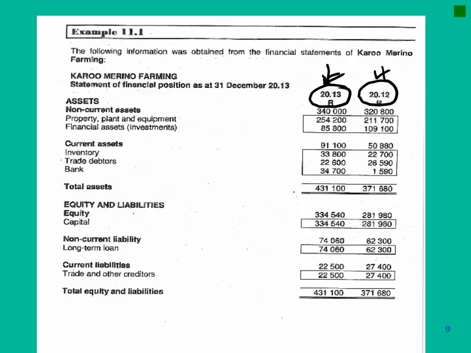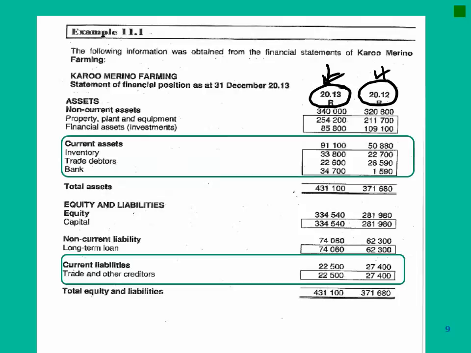The things we're going to focus on first in the operating activities section are current assets and current liabilities. Current assets are inventory, trade debtors, and bank, and current liabilities are trade and other creditors. We will deal with non-current assets, equity, and non-current liability when we do investing and financing activities in cash flow statements. So we're going to be looking at the opening and closing balance for inventory, opening and closing balance for trade debtors. The bank opening and closing balance, we will look at right at the end because we balance the cash flow statements to these amounts. So we're going to be looking at these balances, opening and closing, and trade and other creditors, opening and closing balances.